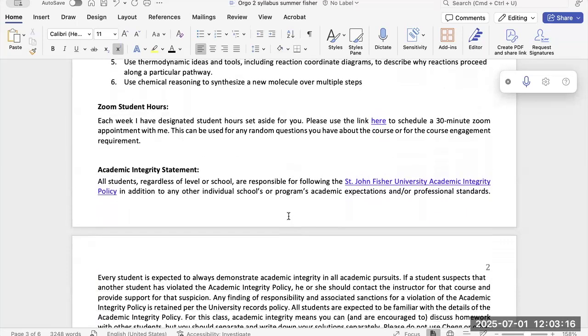I have Zoom student office hours. And again, there's a link for you to schedule a 30-minute Zoom appointment with me. I have availability on Monday, Tuesday, and Thursday. If none of those times work for you because of your work schedule or some other conflict, please let me know and I will definitely make arrangements to meet you other than those times.